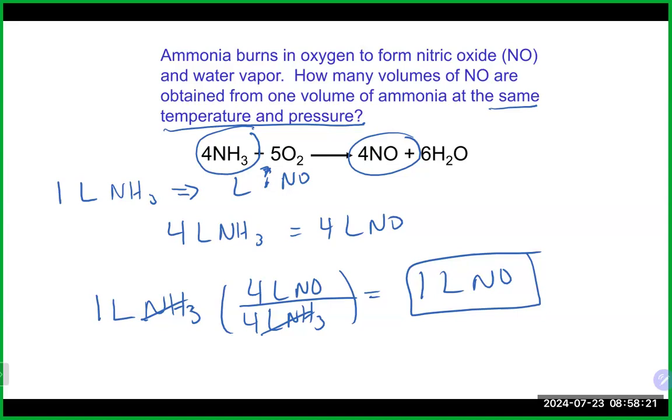Any questions on that? Obviously, you could do it with anybody here. It would be 4 liters of NH3 for 6 liters of H2O, 5 liters of O2, 6 liters of H2O. So you can do all those same mole to mole relationships as volume to volume relationships. Any questions on that? Yeah.